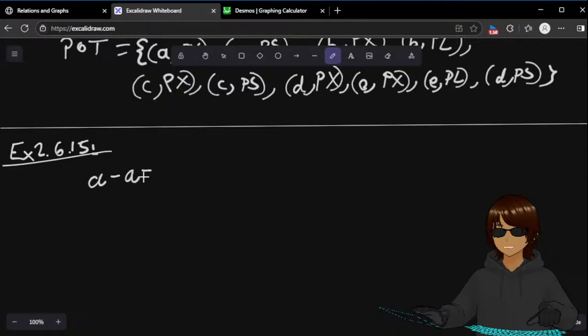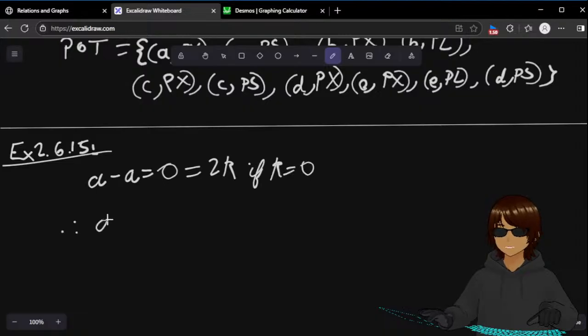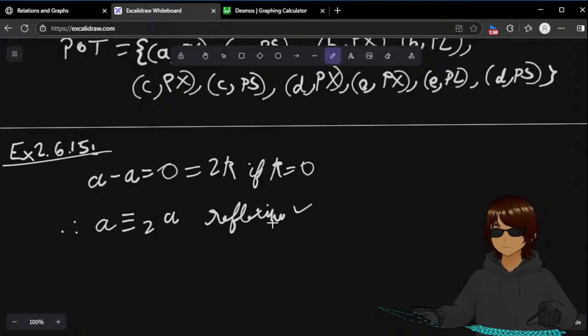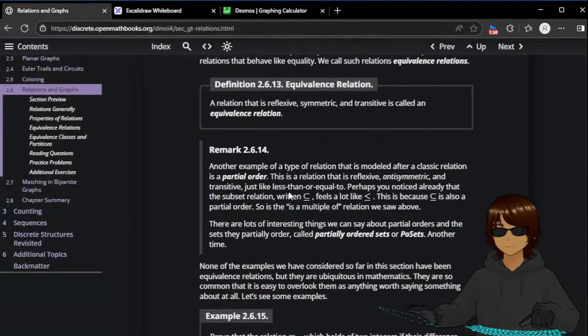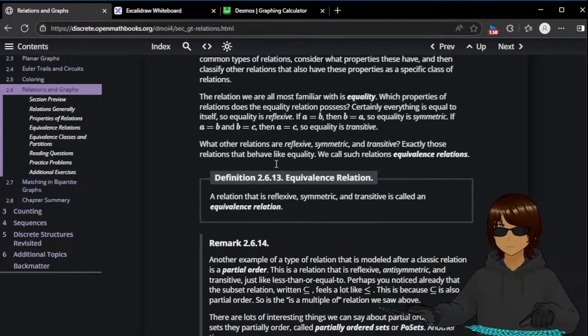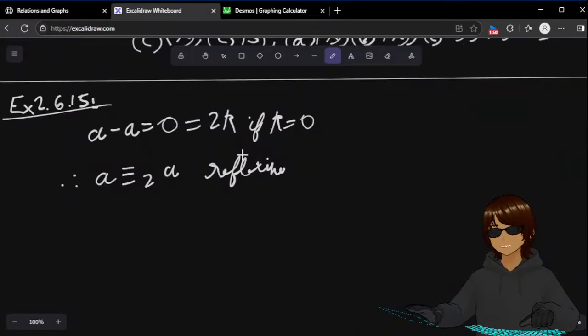A minus A is equal to 0, which is equal to 2k if k equals 0. Therefore, the relation holds of A with itself. So it's reflexive. Did I write it properly? Reflexive. Yeah. Symmetric.